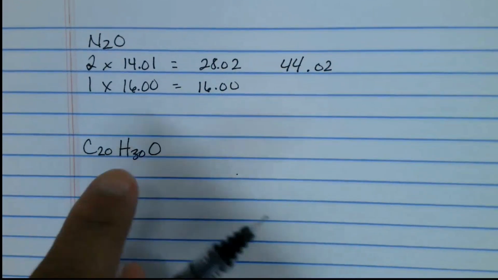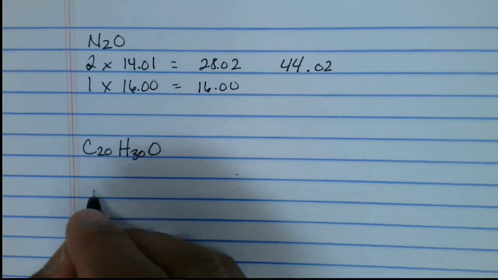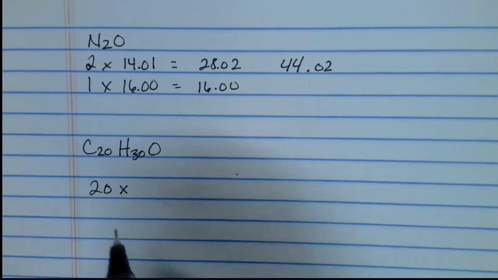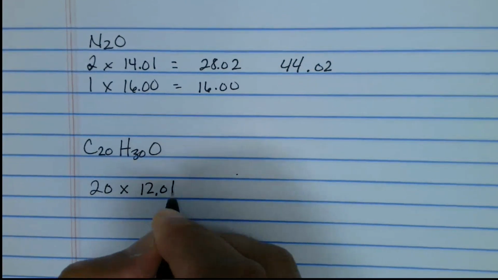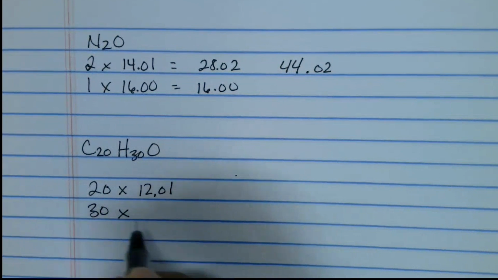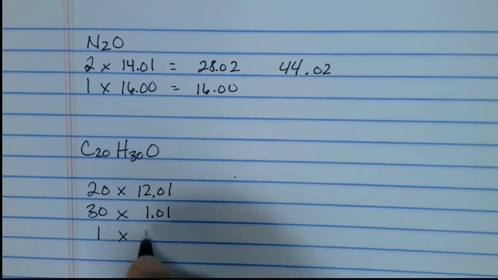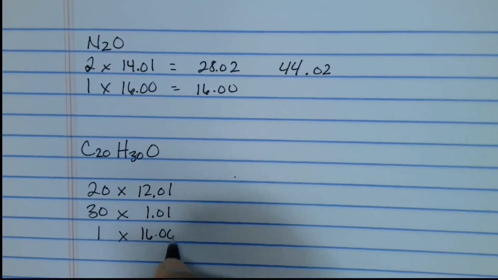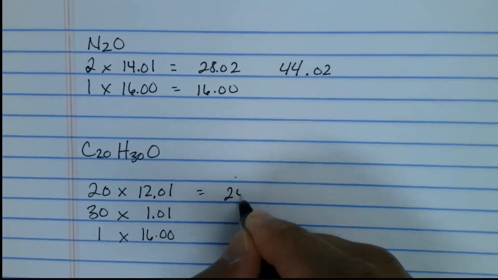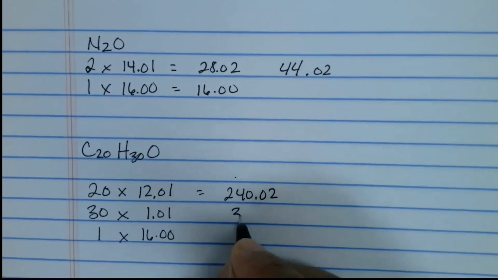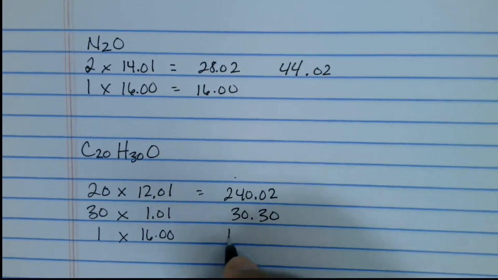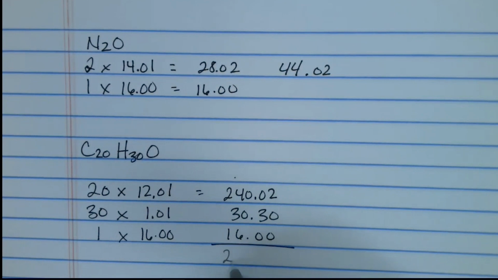Vitamin A is a lot bigger, but don't get scared, right? It's just carbon times 20. So 20 times carbon, we said, is 12.01. 30 times hydrogen, 1.01, and finally 1 times oxygen, 16. That's 240, 30.30, and 16. 286.50. Yeah, make sure you put that second decimal. So those significant figures are important.